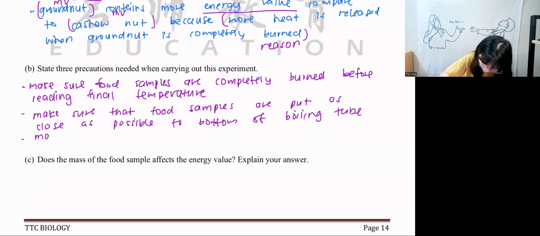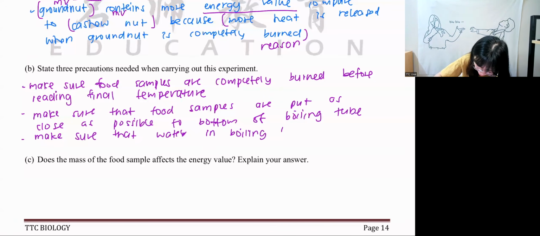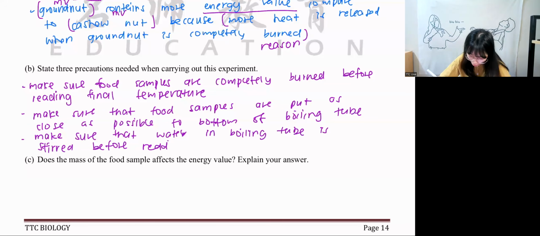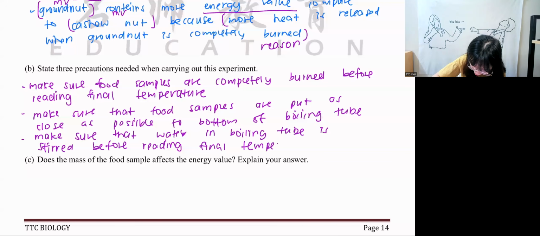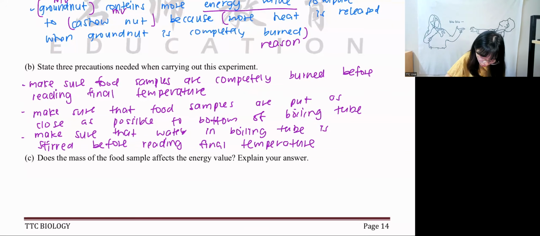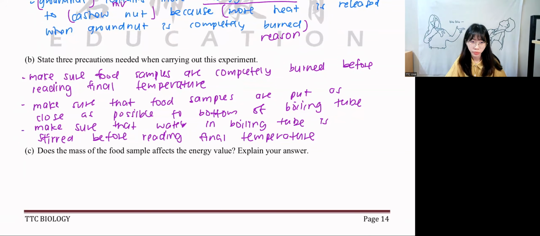Next, you can say, make sure that water in the boiling tube is stirred before reading final temperature. So remember: completely burn, close to the bottom of the boiling tube, stir the water in the boiling tube.